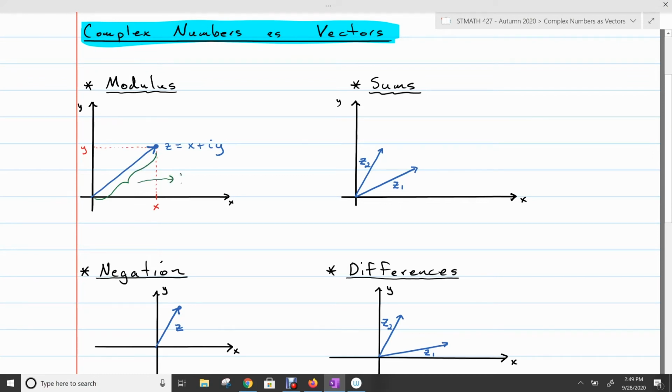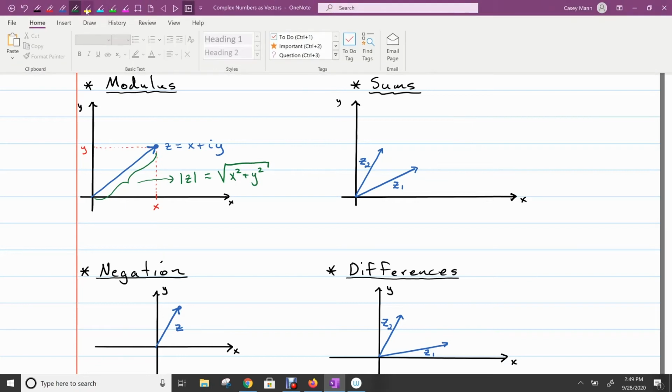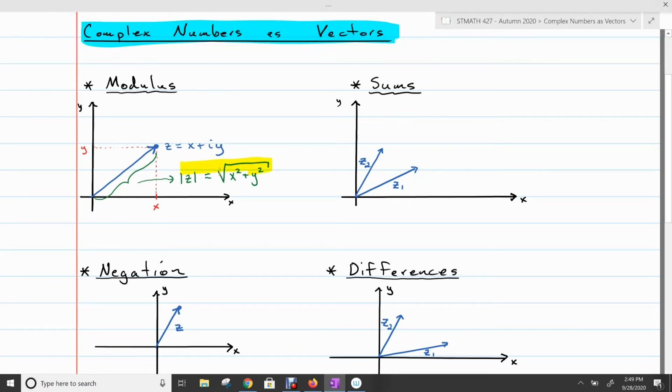And it's not hard to see that if you know the distance formula, that the modulus of z, which we indicate as the absolute value, is the square root of x squared plus y squared. It's just like you're measuring the distance from x comma y to 0 comma 0. So that's a formula that we need to know. Let me highlight that there.